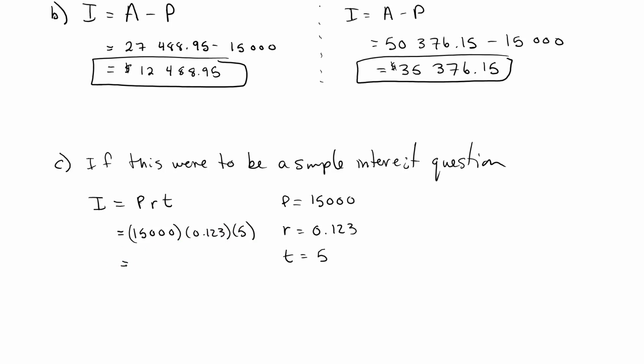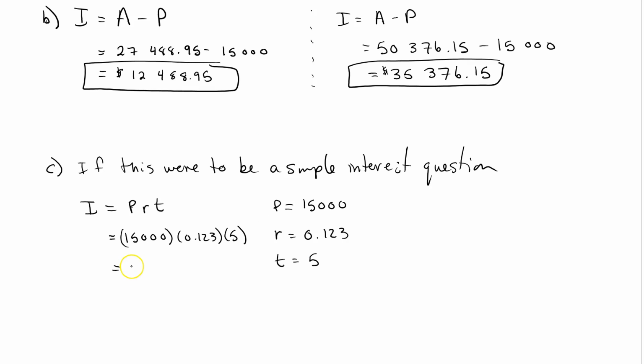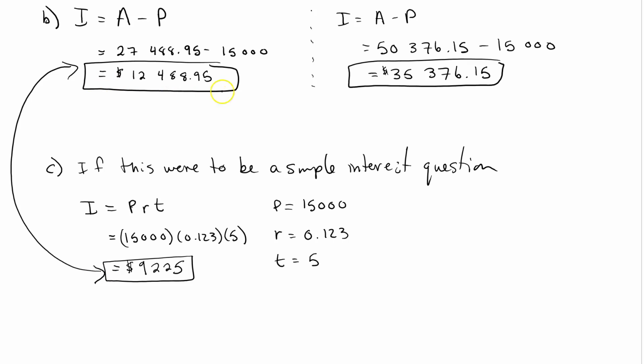So before we put this into the calculator, what do you think? Do you think that compound interest gives you more interest or simple interest? Well, if we would have used a simple interest investment, we would have only received $9,225 worth of interest. Now let's compare these two. Look at that. We get significantly more interest if we use compound interest instead of simple interest.